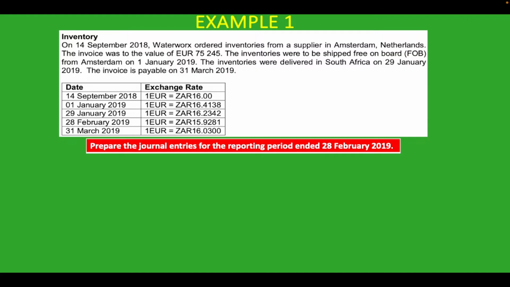It means that the only thing that took place on the 14th of September 2018 was the ordering of the inventories. So to make it easier, to state it plainly, we don't record a journal entry at that point in time. So you can put 14 September 2018, no entry is passed as no transaction has taken place. It's just the ordering of the inventory. So there's nothing that you do in your books at that point in time.